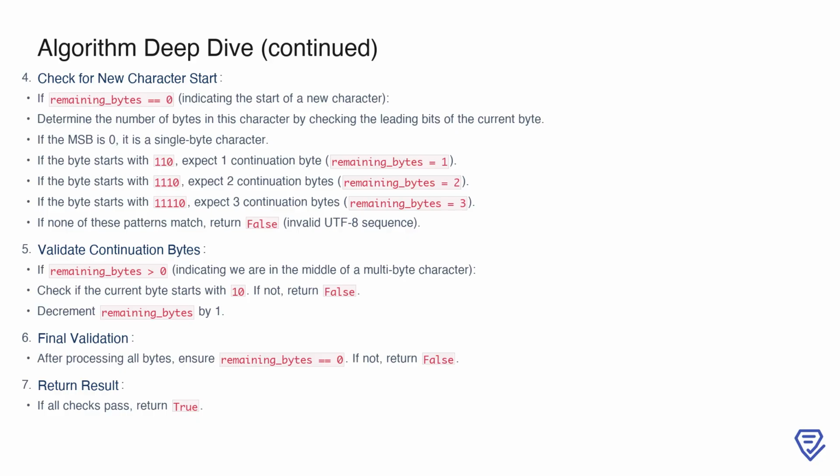Now, if remaining_bytes is greater than 0, we're in the middle of a multi-byte character. Here, the current byte must begin with 10 to be valid. If it doesn't, the input is invalid, and we return false. Otherwise, we decrement remaining_bytes by 1, and the process continues. At the end of the iteration, a final check ensures that remaining_bytes is 0. If it's not, it means an incomplete multi-byte character remains, and we return false. If all checks pass, the input is valid, and we return true.